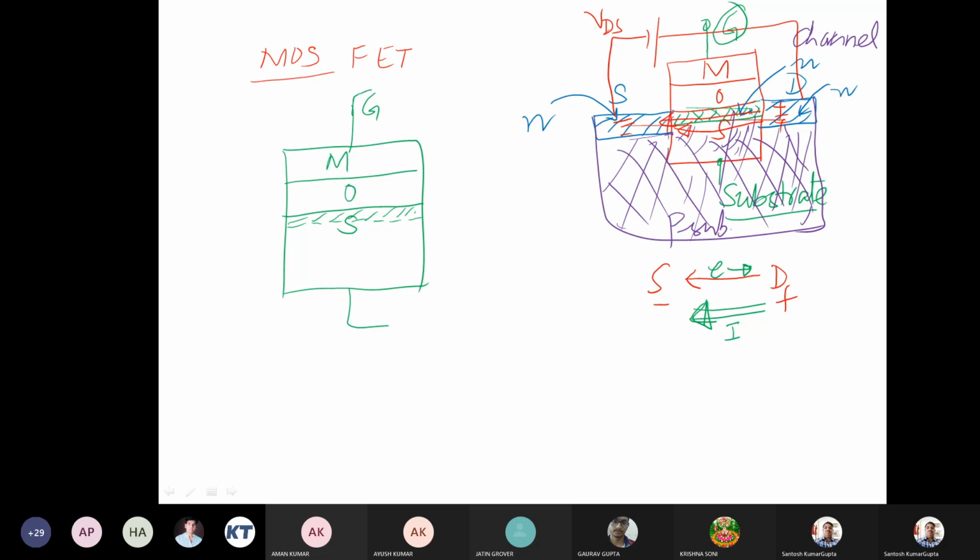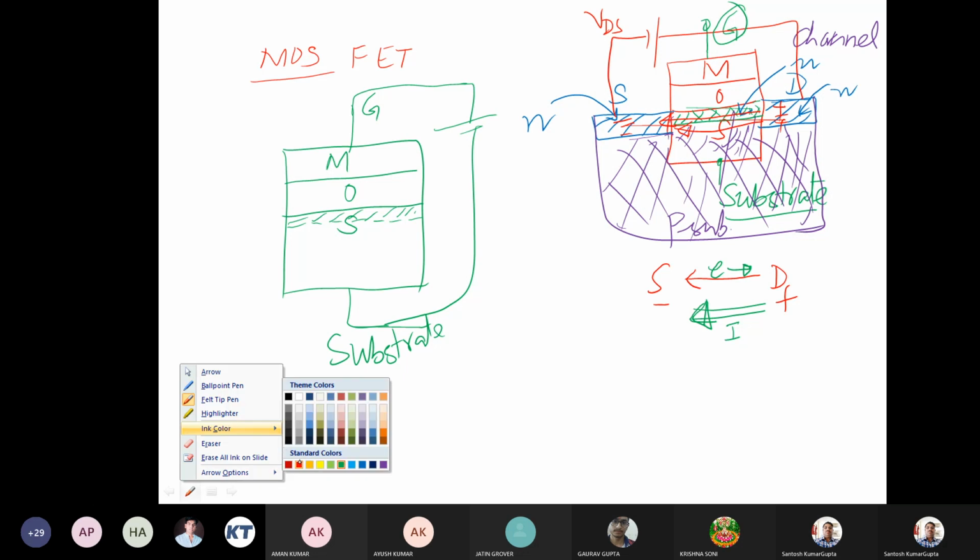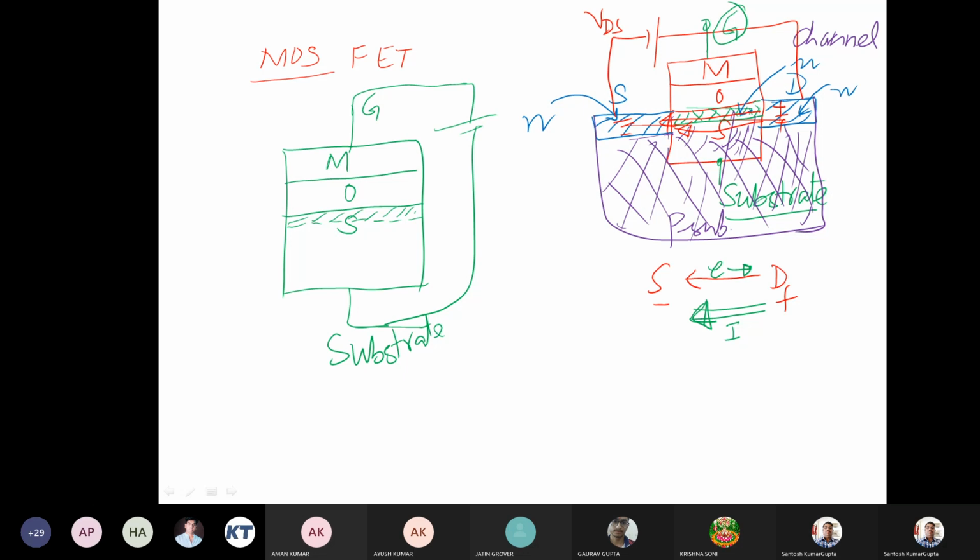If we apply some suitable potential across this structure between gate and substrate, then we can make the channel change. Let us try to understand how this is happening here. Suppose this is VGB. B is for the substrate here, or body. B stands for body or substrate.